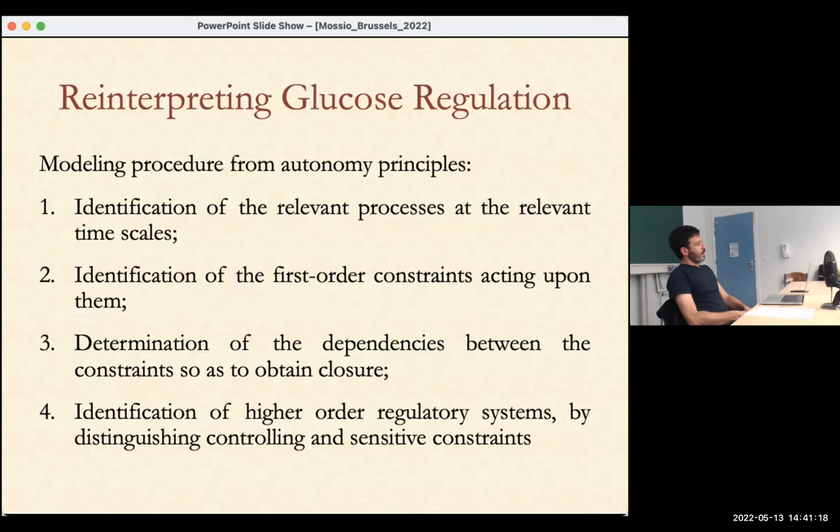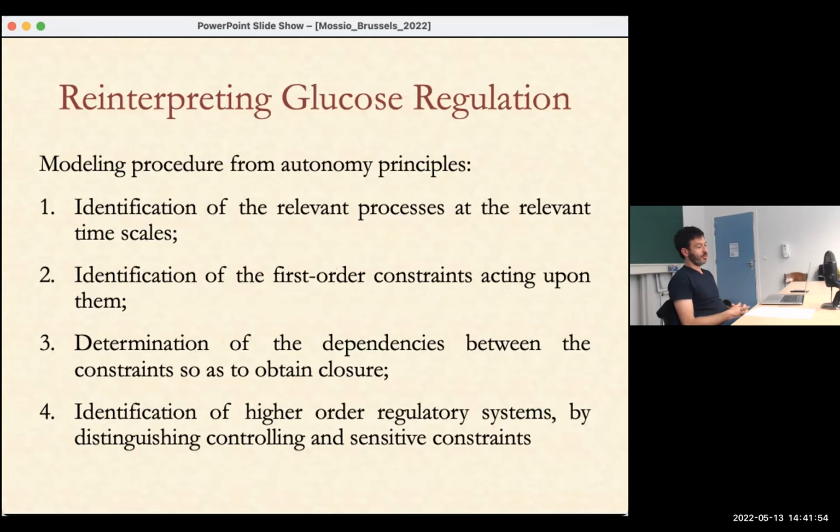The main point of the paper was trying to use these ideas to reinterpret the model of control of glucose regulation. And the primary point was, how do we have a procedure? Are these ideas providing a procedure to elaborate models?